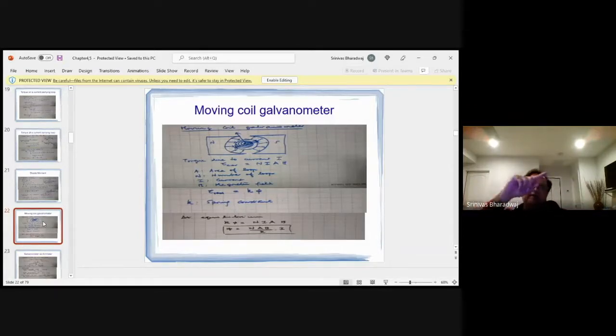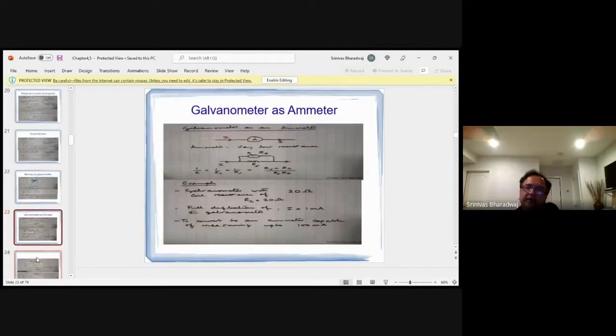Okay, so k phi is the torque, and that equals NIA times B. NIA is your magnetic moment. So NIA gives you the magnetic moment times B. So a moving coil galvanometer measures current by measuring the deflection, right? So the B is known, B is fixed and known. The magnetic field that is produced in a moving coil galvanometer is fixed. So using that, you can calculate the current.